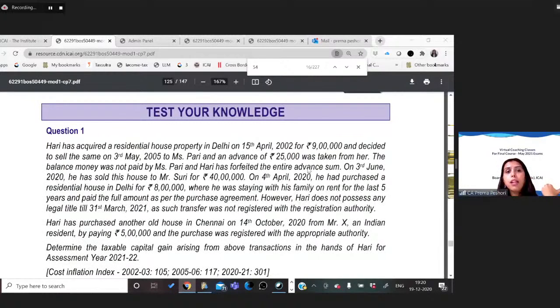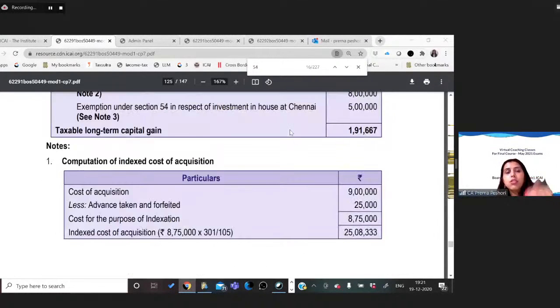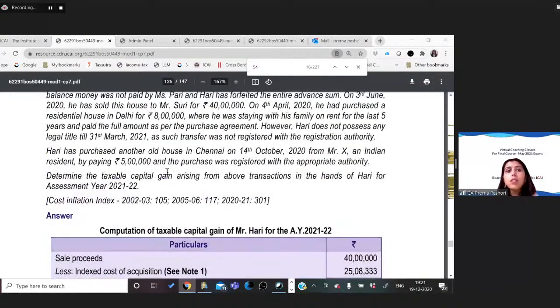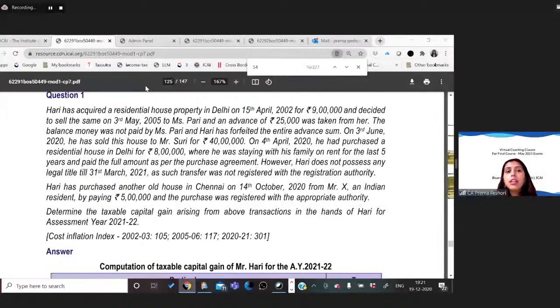There is no stamp duty value given in this question, right? Then what they say is less index cost of acquisition, that will be 9 lakh minus 25,000, and then you will apply the indexation. See here, cost of acquisition 9 lakh, less advance taken and forfeited 25,000, 8,75,000, that you will index it. Clear? Then they say the amount has been invested for 8 lakhs has been invested in a house property, and then another 5 lakh has been invested in another house property at Chennai.